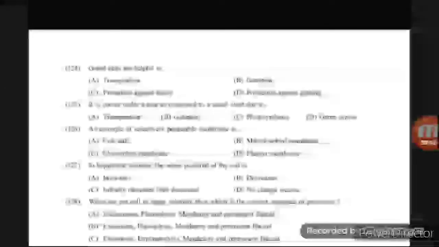Now if we come to our next question, that is question number 124. Here they have asked, guard cells are helpful in which process? Will it be helpful in transpiration, guttation, protection against injury, or protection against grazing? Which option you have to say for this question number 124?